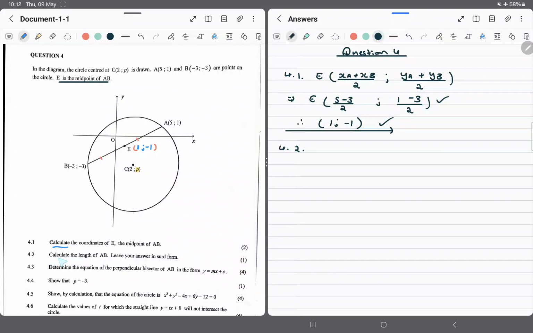Now 4.2 says calculate the length of AB. Leave it in surd form, so that's easy. You see, we were calculating distances in the previous question. They are still asking distances.